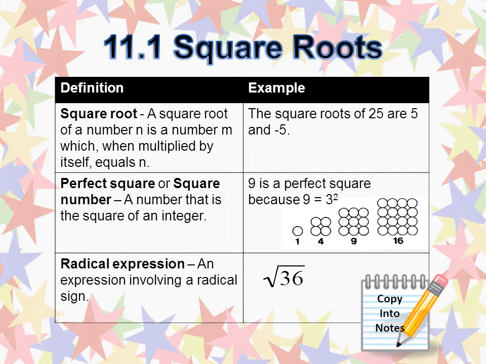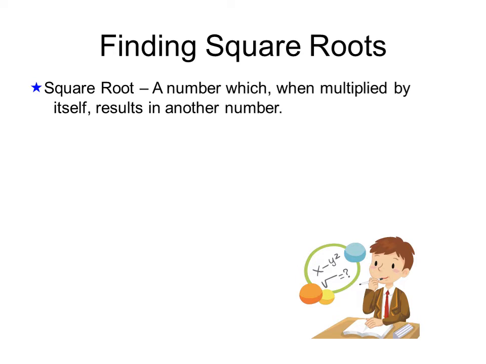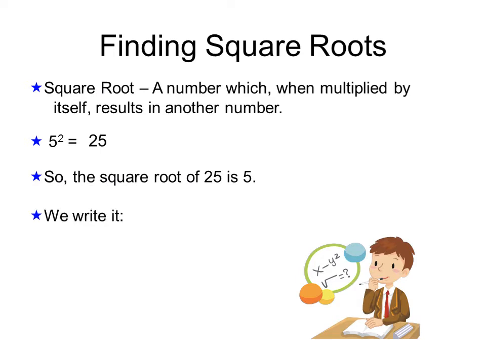A radical expression is involved in a radical sign, the sign that looks like division, and it means finding the square root of a number. A square root is a number which, when it's multiplied by itself, results in another number. 5 squared is equal to 25, so the square root of 25 is 5, because if I multiply 5 by itself, it's going to give me 25. So when we write it, the square root of 25 is equal to 5.